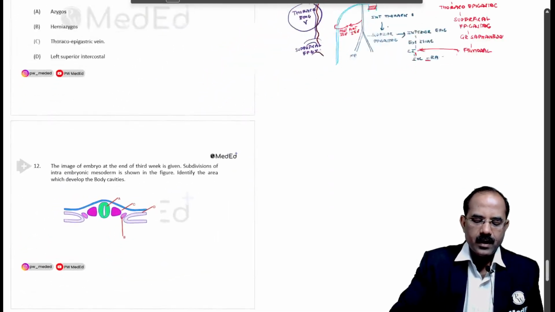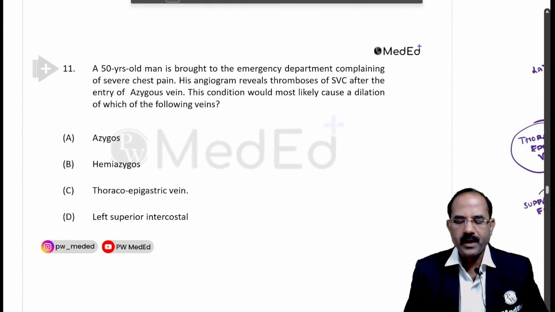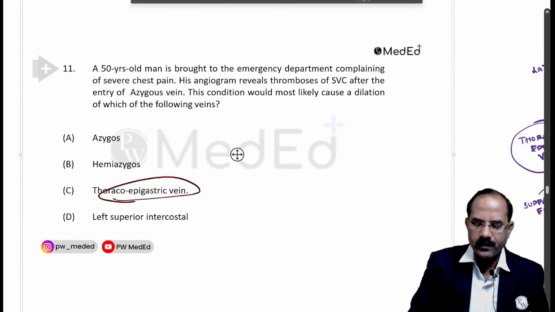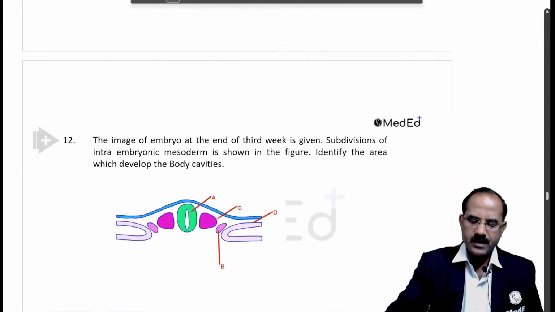Okay. Answer this. So, what is the answer for this? A 50 years old man is brought. Answer is thoracoepigastric vein. Clear to all of you? Right. See the next MCQ.